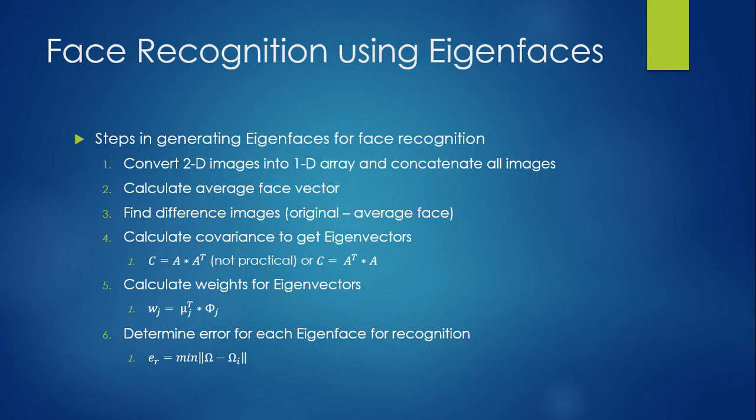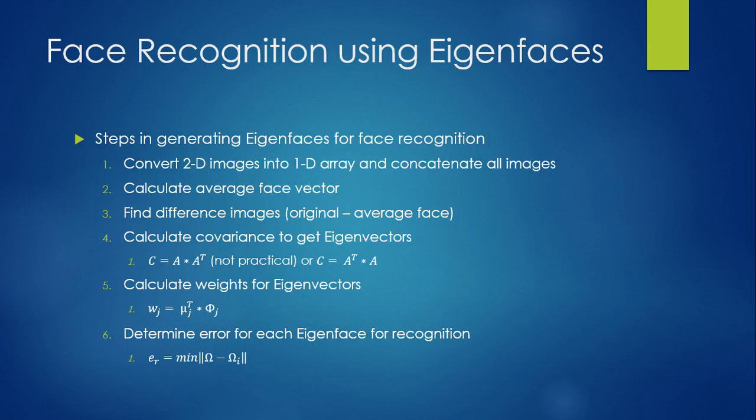We then have to calculate the weights for the eigenvectors in order to determine what vectors within that 600 by 600 matrix are the best and should be used in order to compare to an input image. And we do this by essentially taking the transpose of the eigenvectors and multiplying them by the difference images, and we essentially come out with our weight vectors. Now for steps 1 through 5, this completes the database process itself.